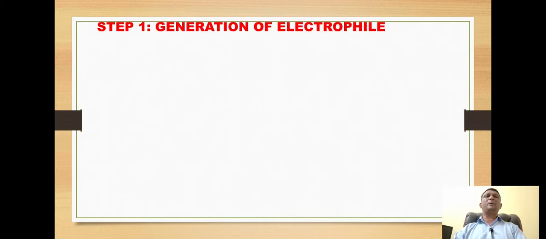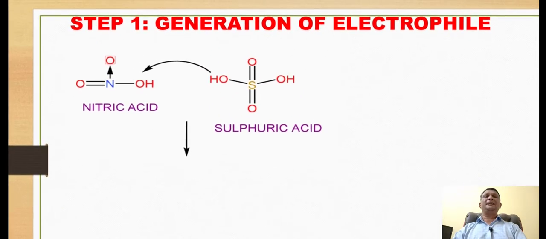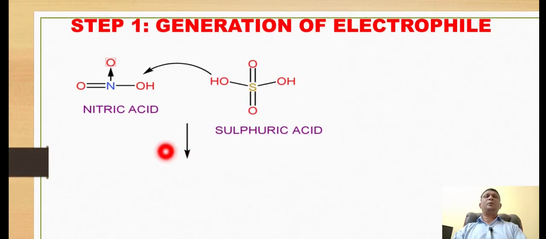So step number 1 here is the generation of the electrophile. As we see in the reaction, we are using a mixture of nitric acid and sulfuric acid. Nitric acid is an example of a monoprotic acid, that means it consists of a single proton, while sulfuric acid is an example of a diprotic acid, which consists of 2 protons. So sulfuric acid is a stronger acid than nitric acid.